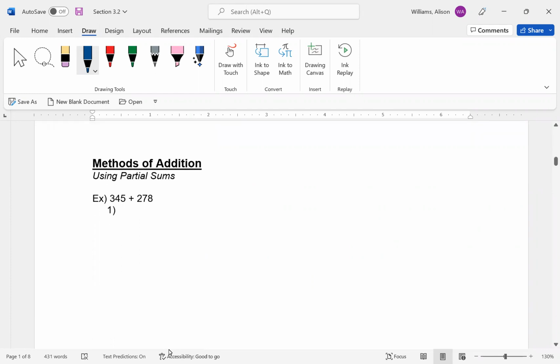And some of these might be methods you haven't seen before, and they are different than the traditional old school carry the term over method of addition. And it gives students an opportunity to kind of view the problems a little bit differently. So the partial sums approach actually has 2 variations. The first is to write out the 2 numbers based on their place value.